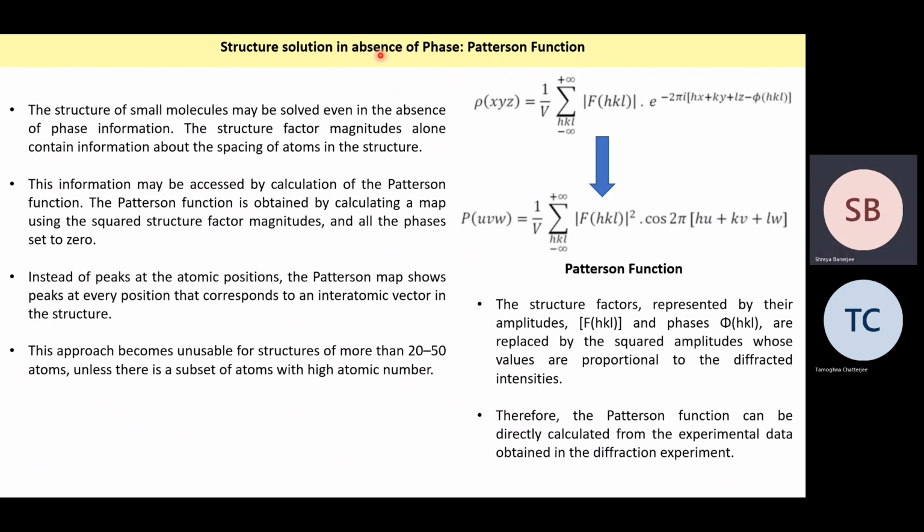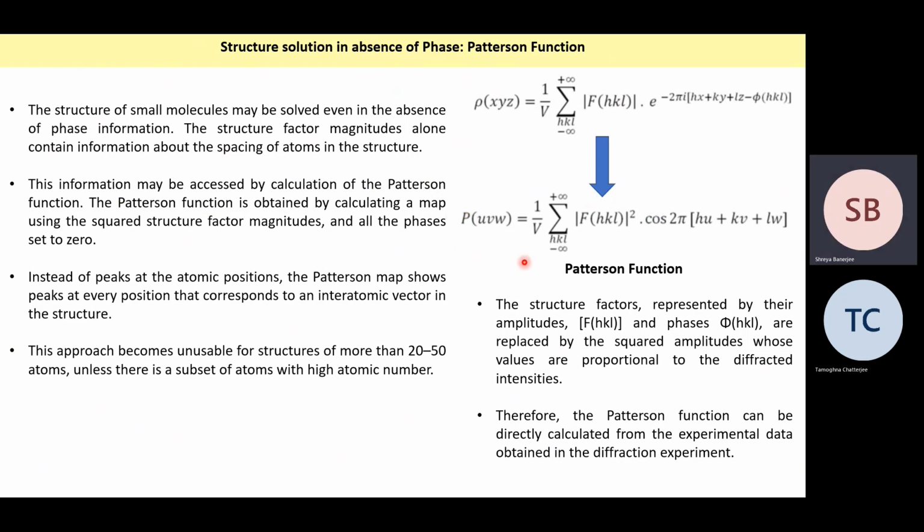So there is a way to solve the structure even in the absence of phase, and that is called the Patterson function. So the structure of small molecules may be solved even in the absence of phase information. The structure factor magnitude alone can give you information about the electron density.